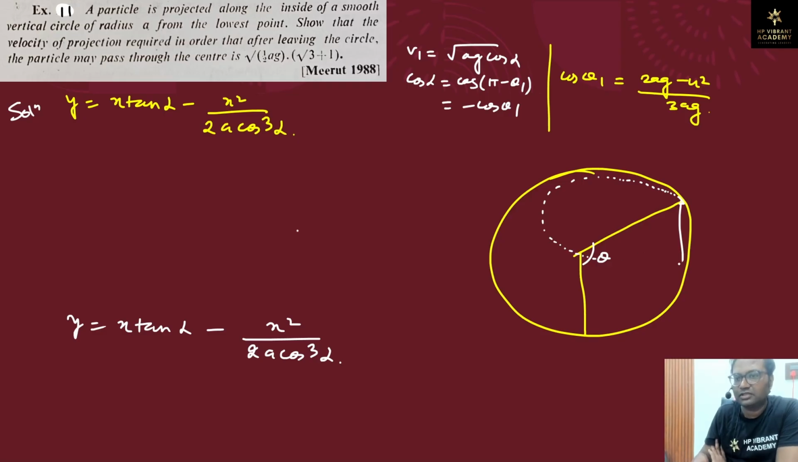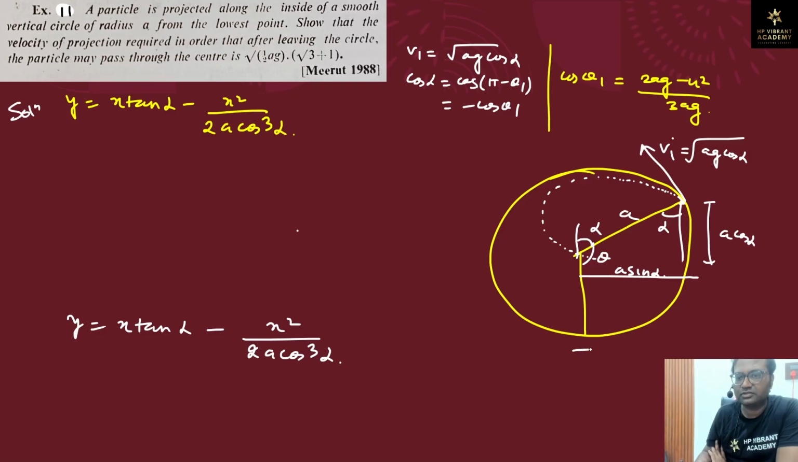Okay, so this angle is alpha. This angle is also alpha. This is A, so this is A cos alpha and this is A sin alpha. And here the projectile motion gets started. So V1 is the velocity, equal to root under ag cos alpha. And the initial velocity we have to find. Let us consider this as u.